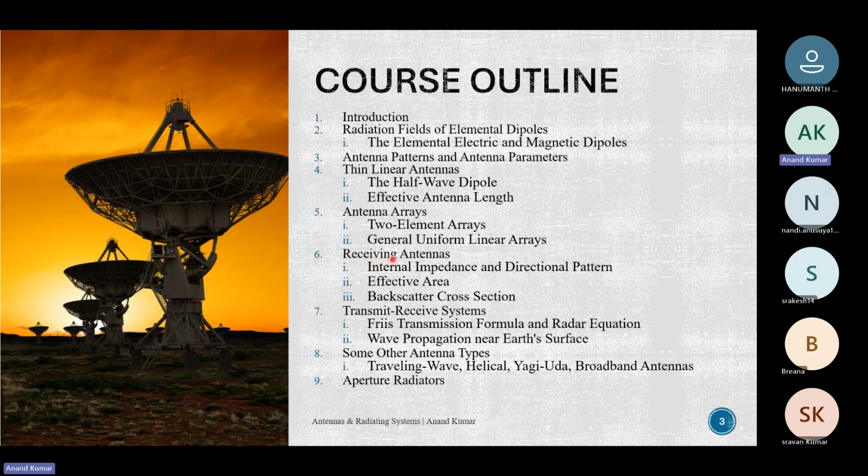In the previous class, we were looking at receiving antennas, and we covered internal impedance and directional pattern. And in the class before that, we looked at effective area and backscatter cross section. Today, we will cover phase transmission, the radar equation, and wave propagation errors. This is a very small part. And from the next class, we'll start looking at the individual antennas and finally aperture radiators.